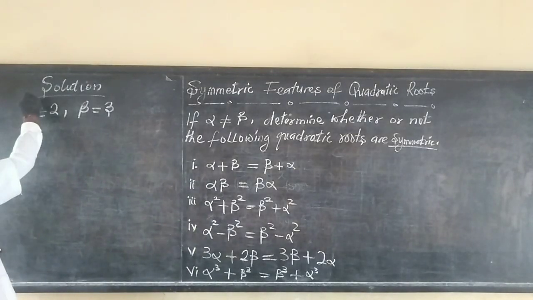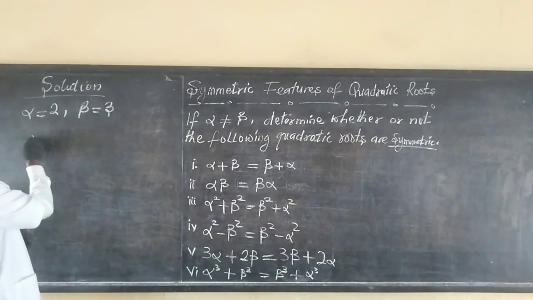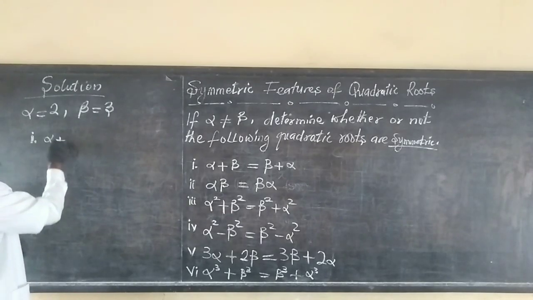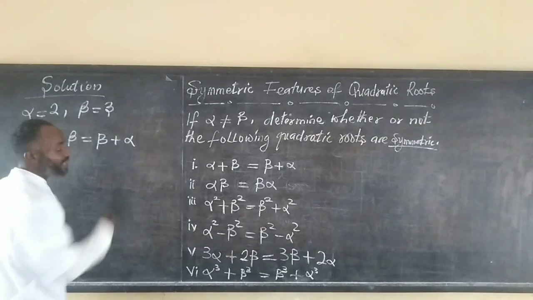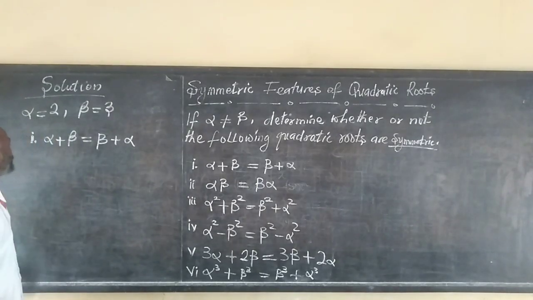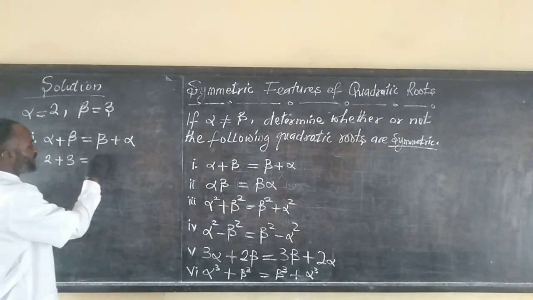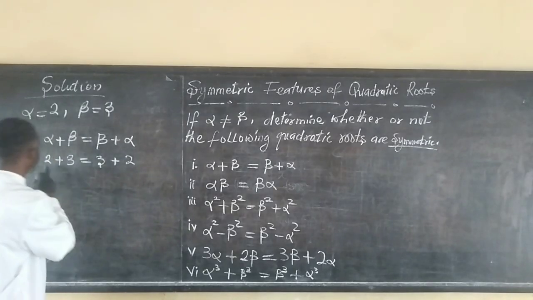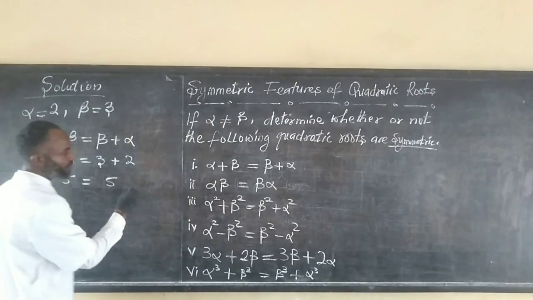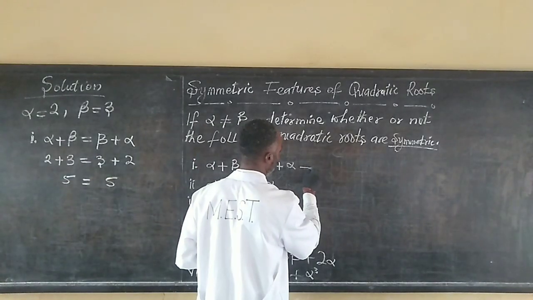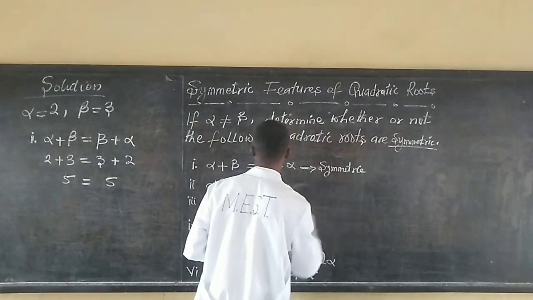Let's see. This is alpha, right? We take question number 1, and the question is alpha plus beta is equal to beta plus alpha. Let's see if it's symmetric or not. Since alpha is 2, beta is 3, and then beta here is 3, alpha is 2. 2 plus 3 is 5. 3 plus 2 is also 5. Therefore, number 1 is symmetric. That's what it means.